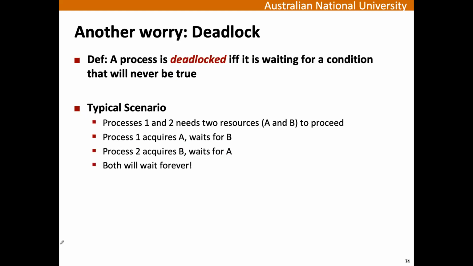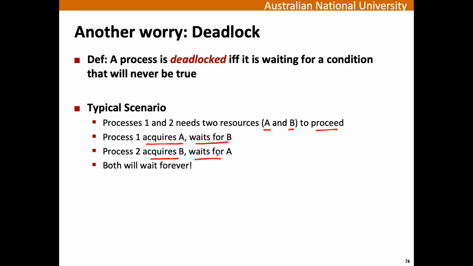The other worry is, if all that is not enough, there are deadlocks. A process is deadlocked if it is waiting for a condition that will never be true. So process 1 and 2 need 2 resources, A and B, to proceed. Process 1 or thread 1 needs A and B, and process 2 or thread 2 needs A and B. They need 2 resources to make progress, and for some reason, we don't know, process 1 acquires A and waits for B, and process 2 acquires B and waits for A, right?